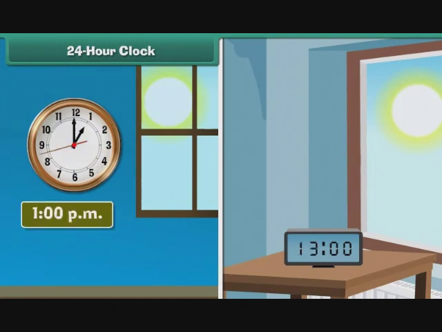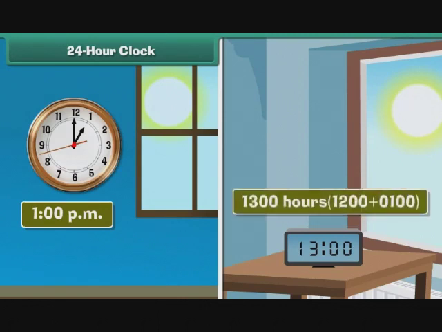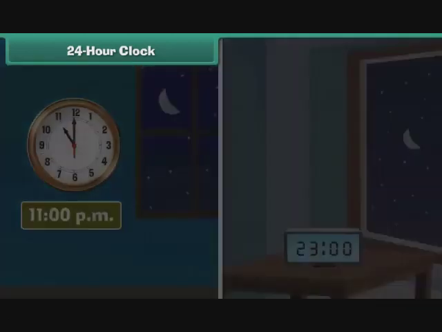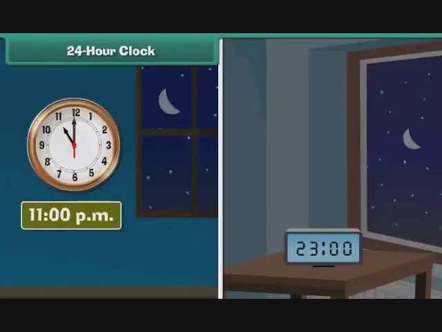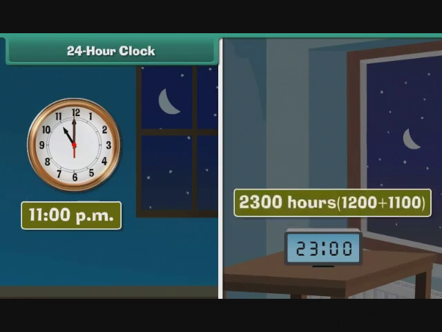1 p.m. on the 12-hour clock is represented as 1300 hours on the 24-hour clock. 1300 is nothing but 1200 plus 0100. Similarly, 11 p.m. on the 12-hour clock is represented as 2300 hours on the 24-hour clock. 2300 is nothing but 1200 plus 1100.